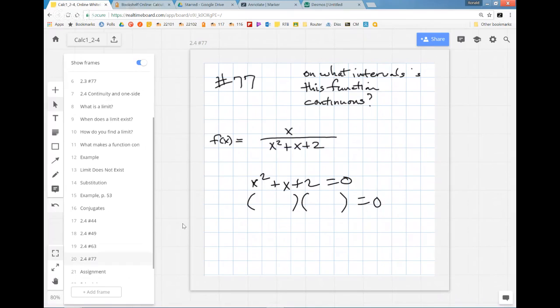Because if you did x plus 2 and x minus 1, then 2 times negative 1 would be negative 2, and it's a plus 2. So you can't factor that. So how could you solve this? You could use the quadratic formula, or you could complete the square. The quadratic: x equals minus b plus or minus square root of b squared minus 4ac, all over 2a. And you could go ahead and find the points that would make that happen, and therefore that would make it discontinuous.